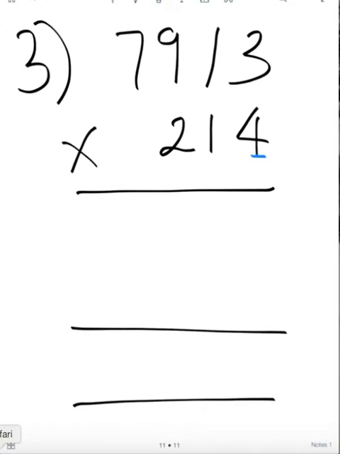So let's keep going. So 4 times 3 is 12. So I'll put the 2 down and carry the 1. 4 times 1 is 4 plus 1 is 5. Nothing to carry. 4 times 9 is 36. So I'll put this 6 down and carry the 3. And then 4 times 7 is 28. And 28 plus 3 is 31. And because there's nothing else to continue with, I'll write my 31.